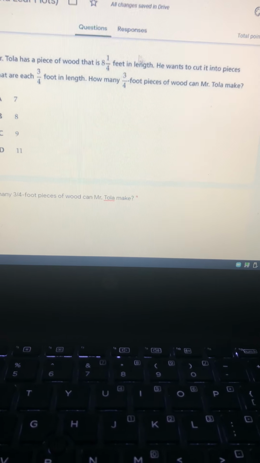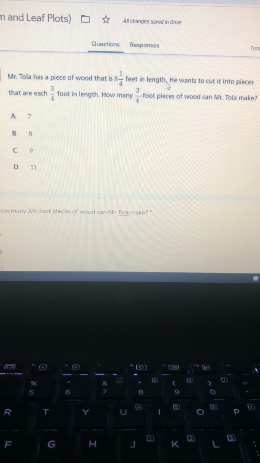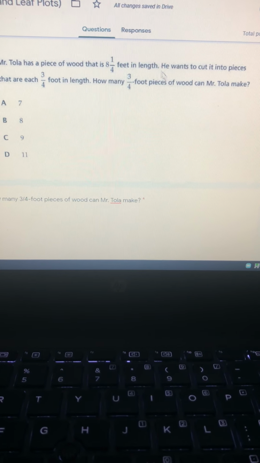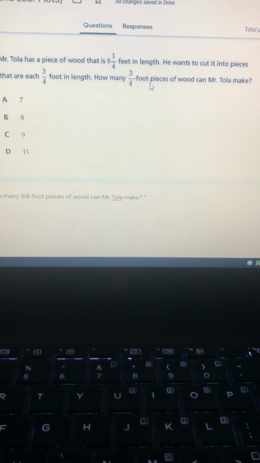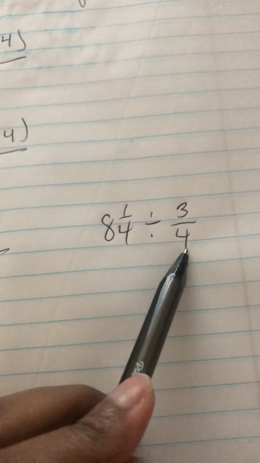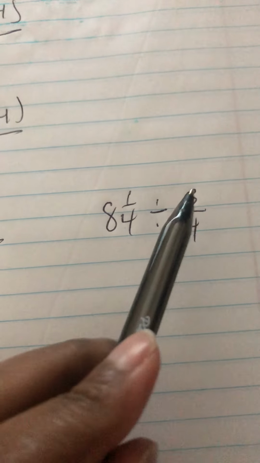Now, we went over this so many times in class. You should hear my voice in your head telling you, remember exactly how many of this fit into that, right? So that should remind you of how to write it. We're going to write it the way we see it: 3/4 divided by 8 1/4. How many 3/4 are in 8 1/4, right?